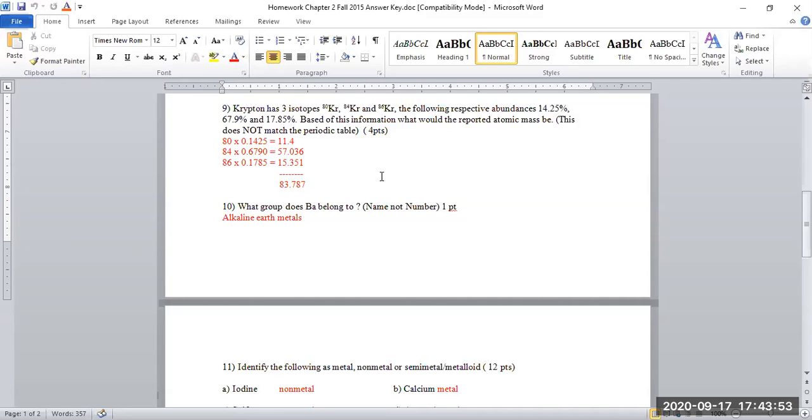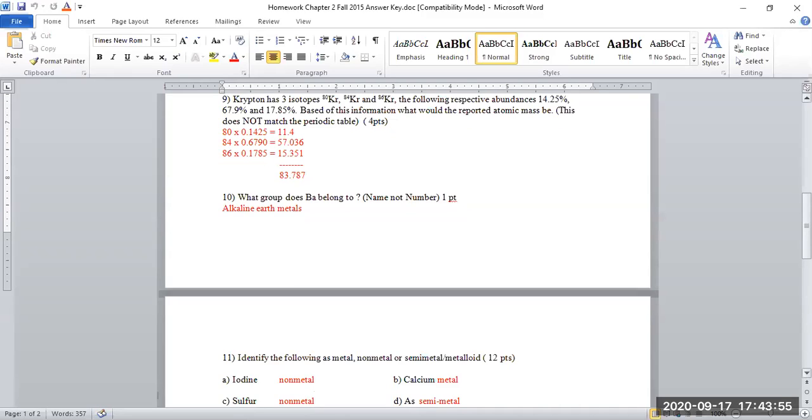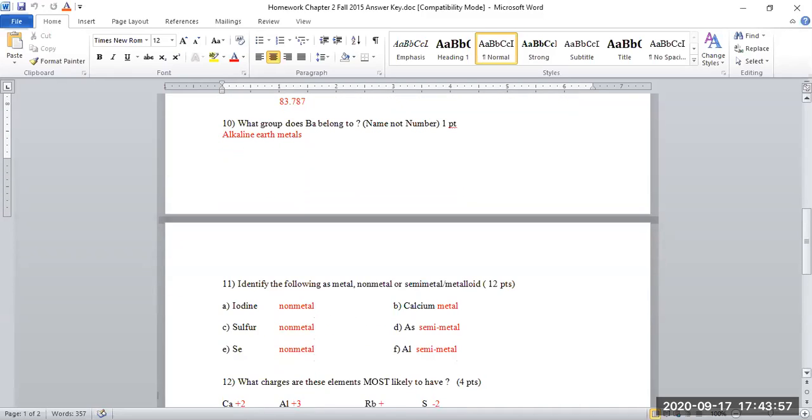Okay. Alkaline earth metals, because it's column number 2. It's the one that has beryllium at the top of the column and then keeps on going down there, and Ba is in that column near the bottom.